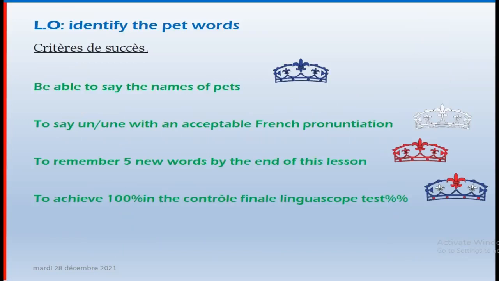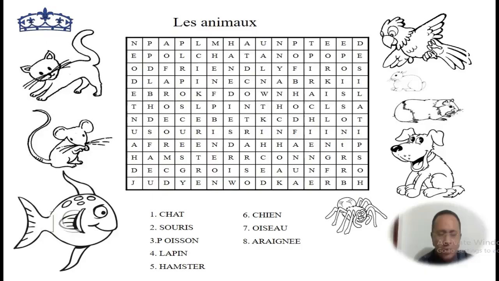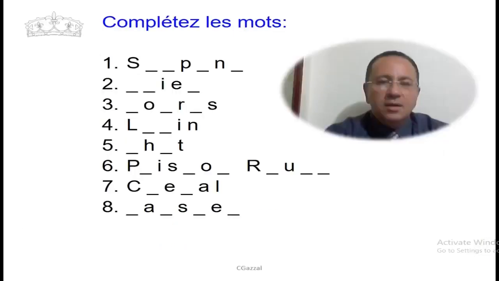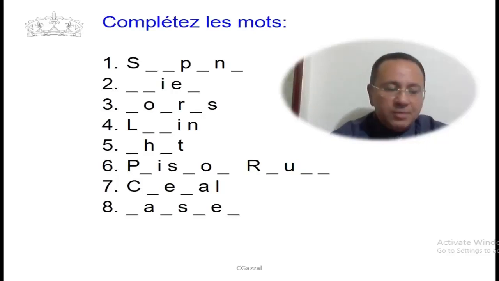Now it's time to choose your crown. So if you choose the blue crown, you will have to find all the names of the animals listed in this page in the word search. If you choose to do the white crown, so you will have to fill in the gaps with the missing letters to complete the names of the animals.